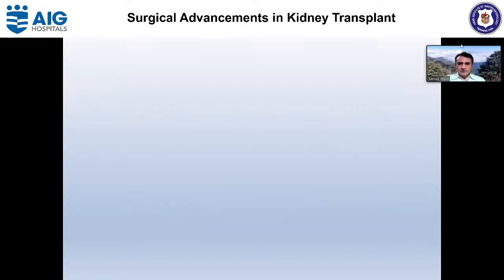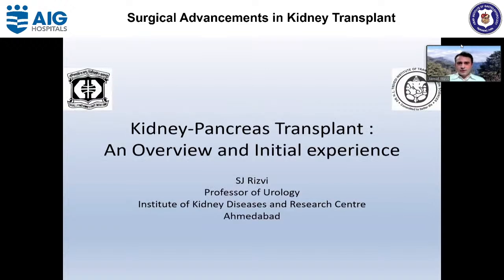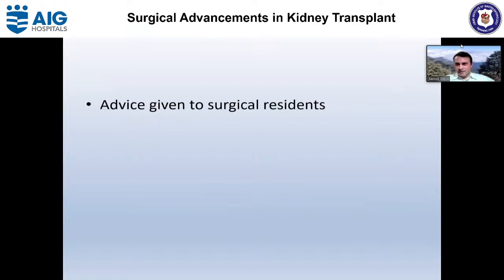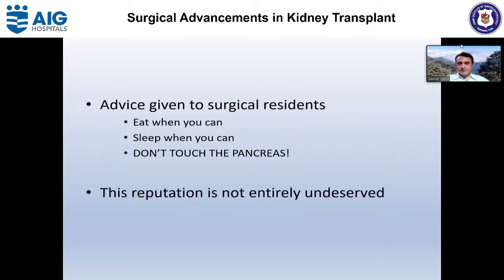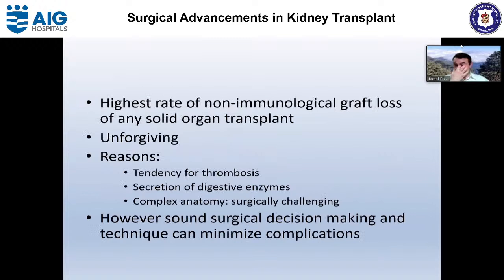This is advice that's given to young residents in surgery. First is eat when you can, because you're always going to be hungry. The second is sleep when you can. And the third golden piece of advice is don't touch the pancreas, because we all know as general surgery residents that the pancreas means trouble. Well, this reputation is not entirely undeserved, but I'm going to talk about why we have good reasons to do this. Now, the pancreas is looked upon as a difficult organ to transplant, and rightly so.